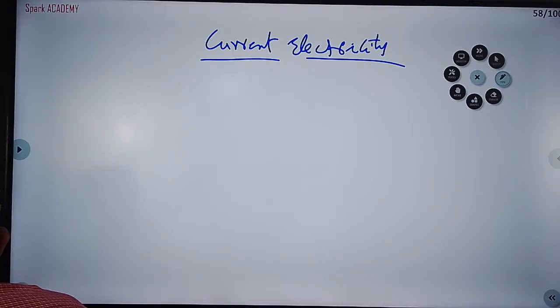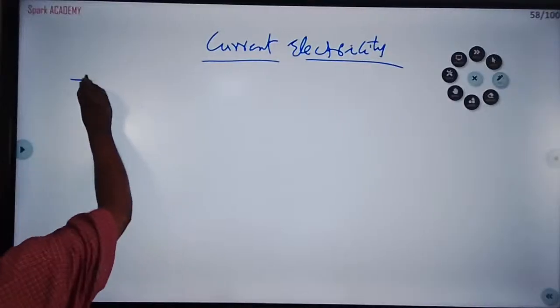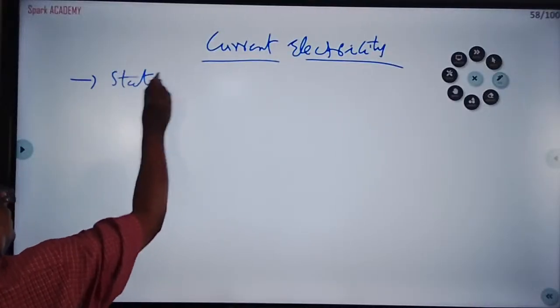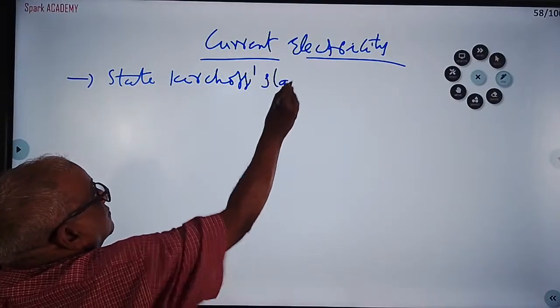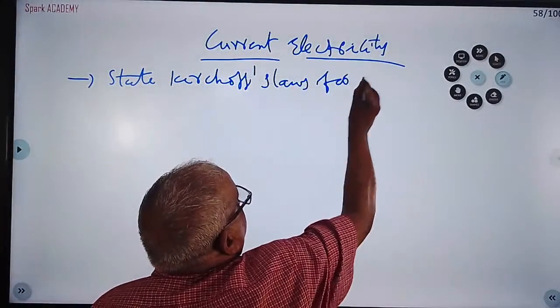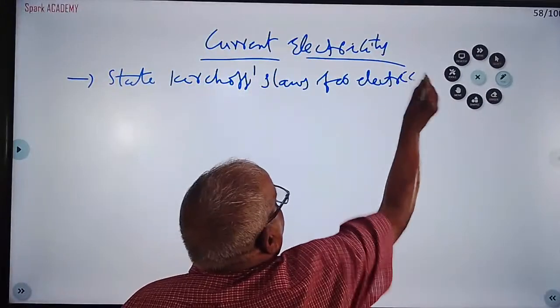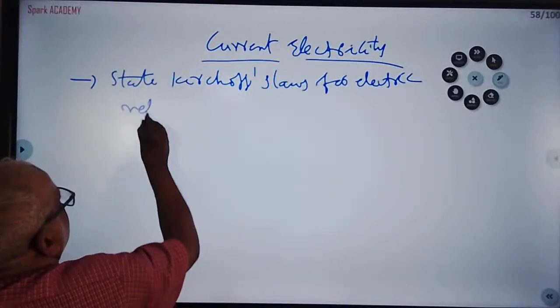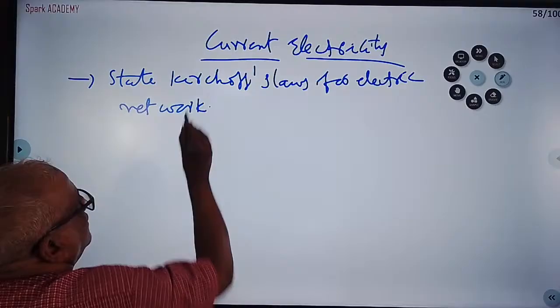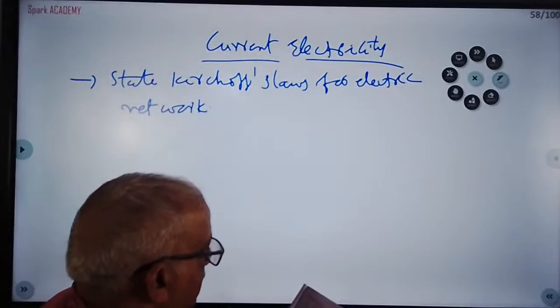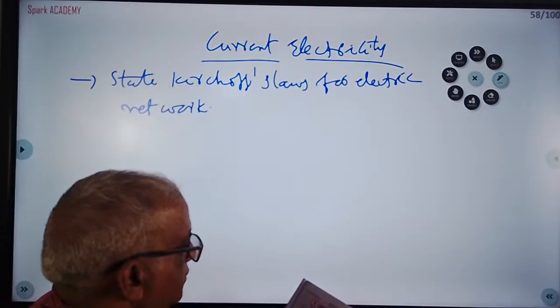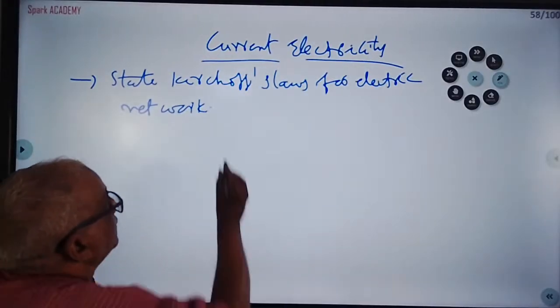State Kirchhoff's laws for electric network. You attempt this, please. Current electricity is scoreable. Waves also, okay. State Kirchhoff's laws of electrical network. Using these laws, deduce the condition for balance of Wheatstone's bridge.